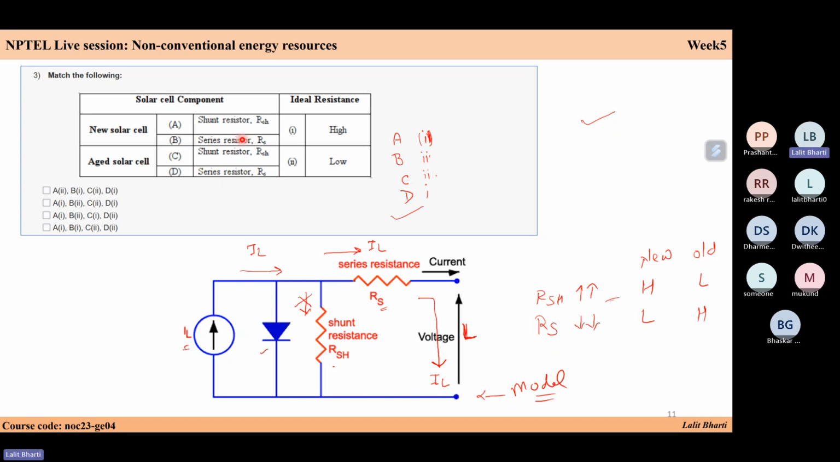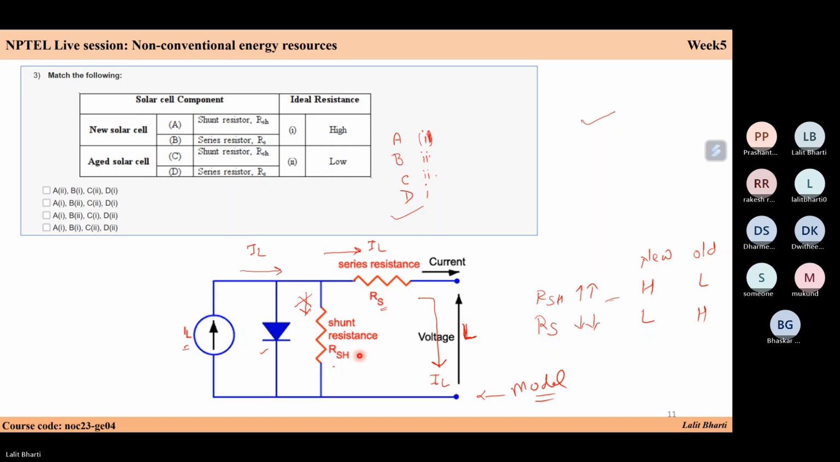So if you like to mark it, your shunt resistance should be very high, or A should be 1 for a new solar cell, and your series resistance B should be low. But for an aged solar cell, or your old solar cell, it will inverse, or your shunt resistance C will get low and your series resistance will be high. So you need to understand this concept. This is the most simple model of the solar cell, and how your series resistance and shunt resistance are important in case of solar cell.